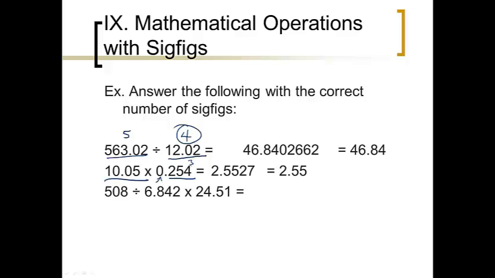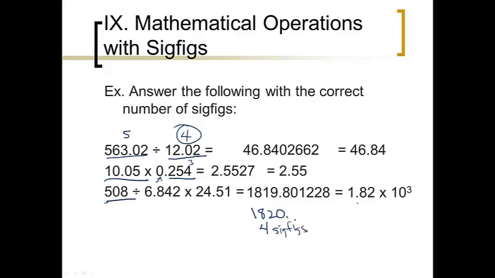And the last one, first number, 4 sig figs. And you cannot simply write this as 1820 because you cannot put a decimal point at the end. If you do put a decimal point at the end, that means the 0 would be a sig fig, and that would mean this would have 4 sig figs. But the answer we just said can only have 3, so we have to write this number in scientific notation.